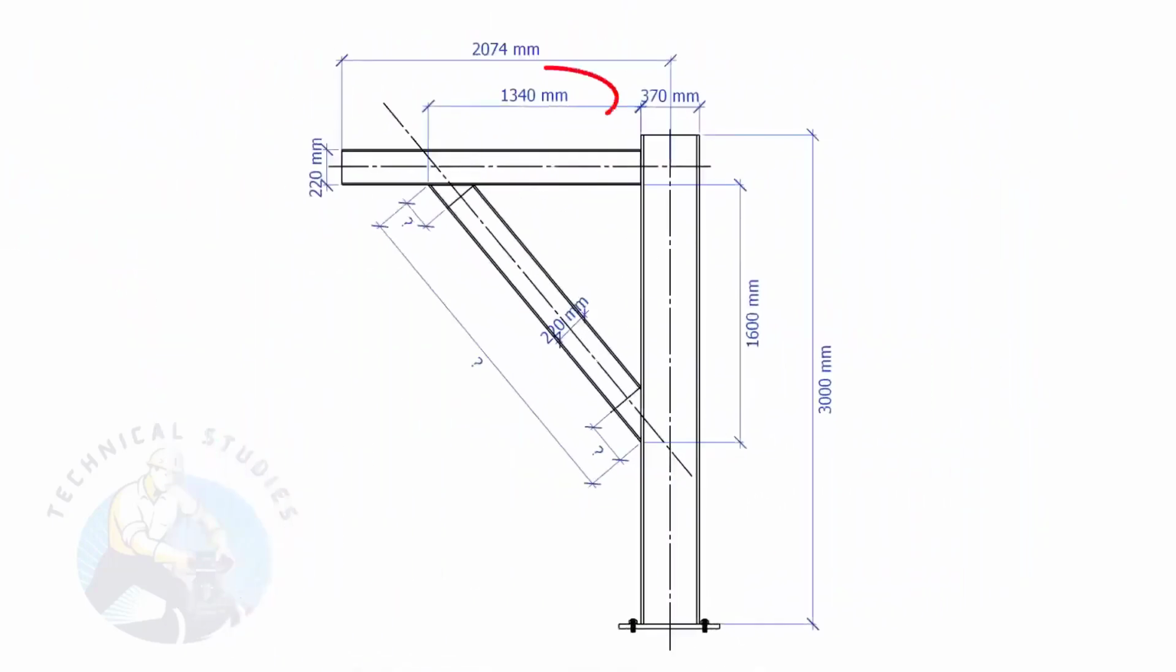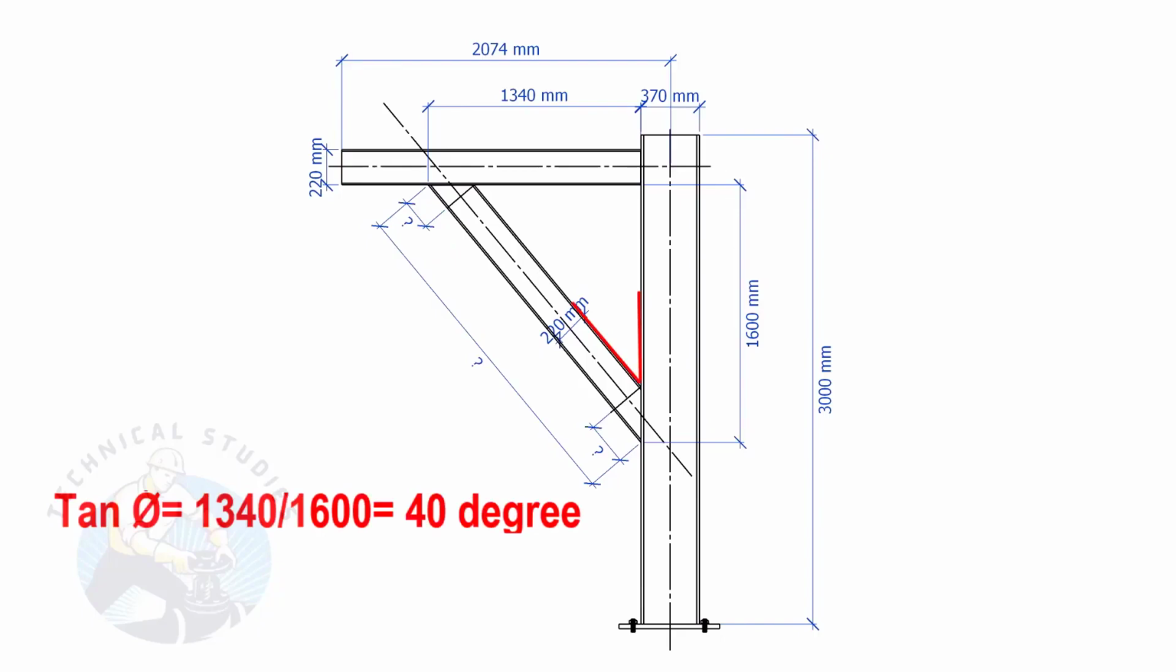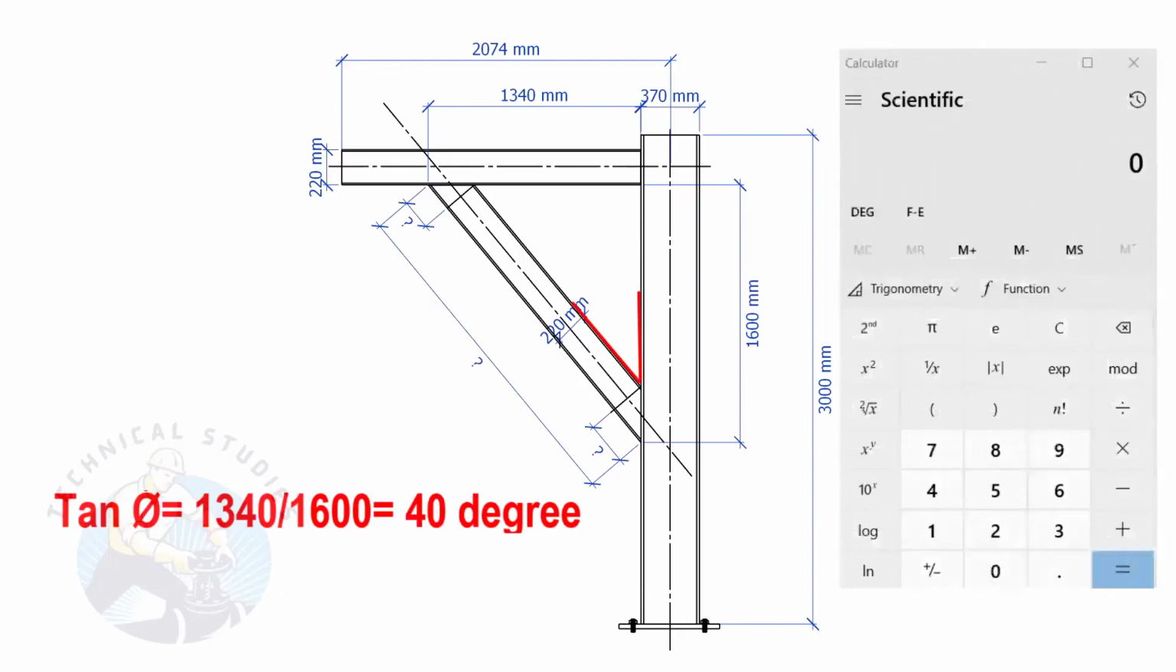In this example, the top leg length is 1340 millimeters, and the vertical leg length is 1600 millimeters. What will be the length and the cutback of the bracing? Let us calculate the included angles. Tan θ equals 1340 divided by 1600.